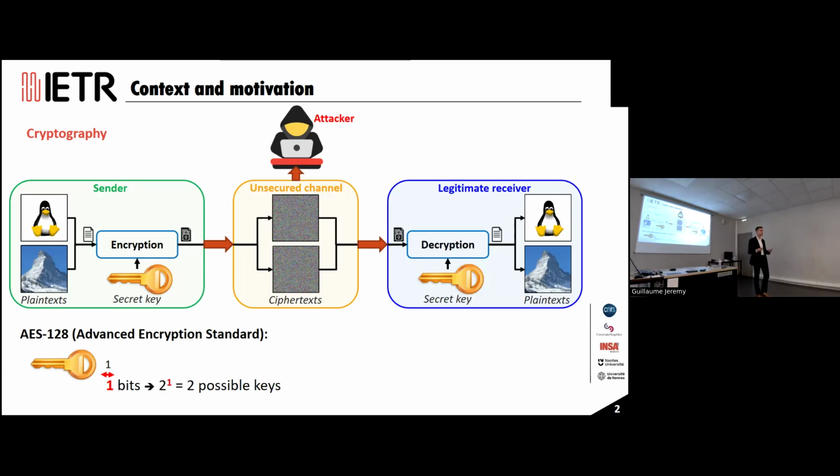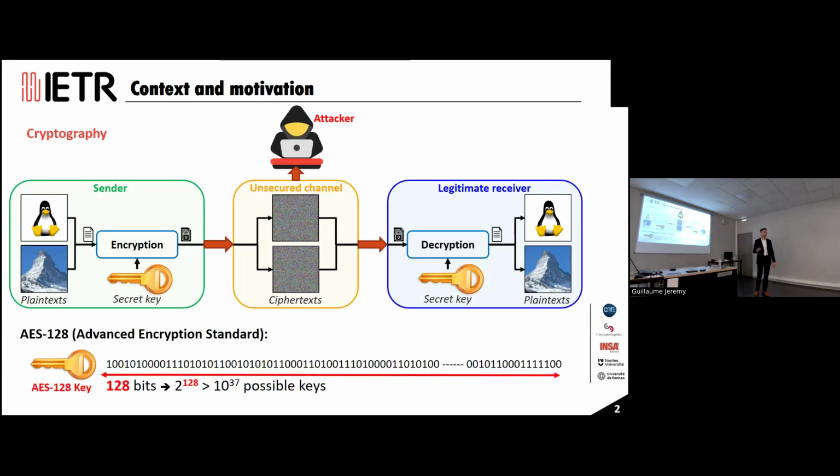So with one bit, we have two possible keys. And as we increase the number of bits in the key, the number of possible keys increases exponentially. In AES-128, there are 128 bits, so there are billions of possibilities for the key. Even if the attacker could try billions of secret keys per second, it would need more than the age of the universe to recover the secret key that allows decrypting the ciphertext.